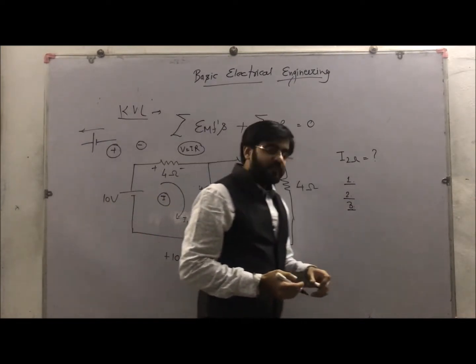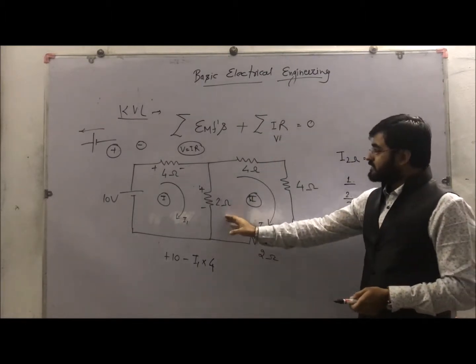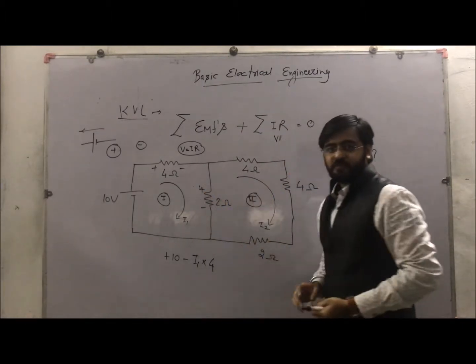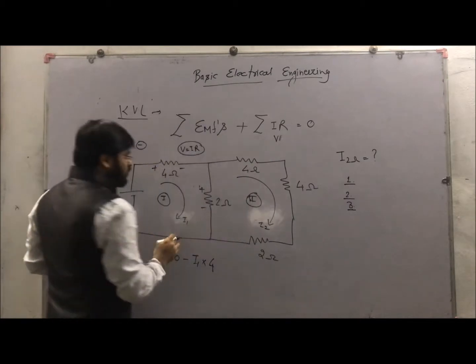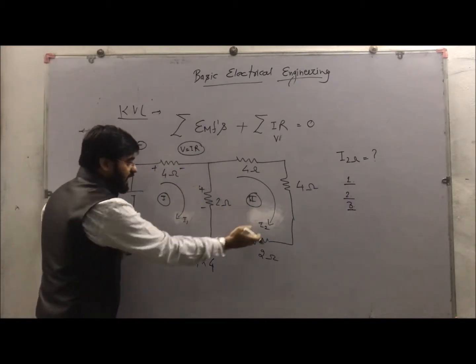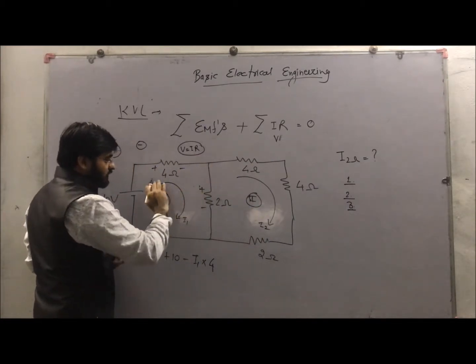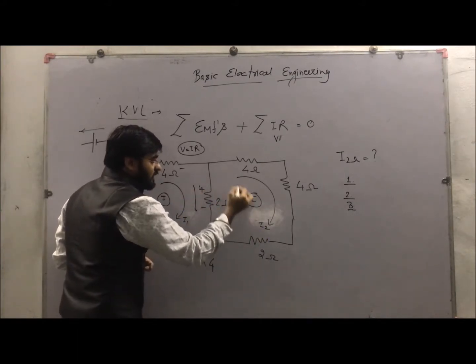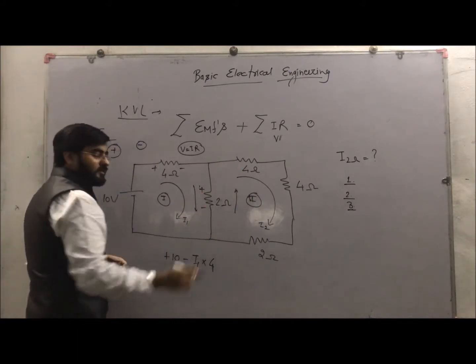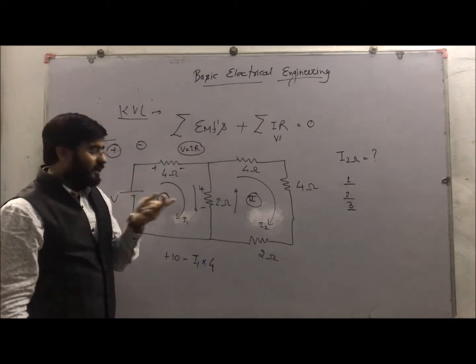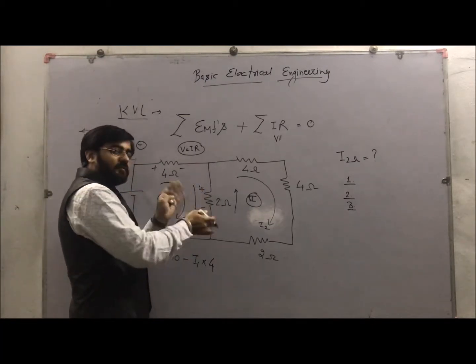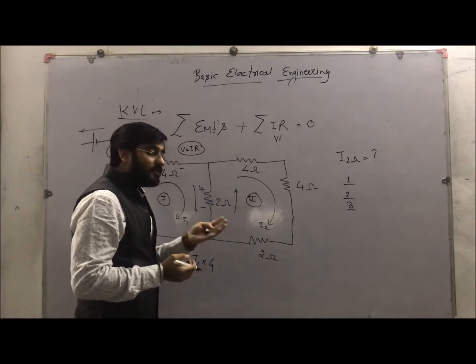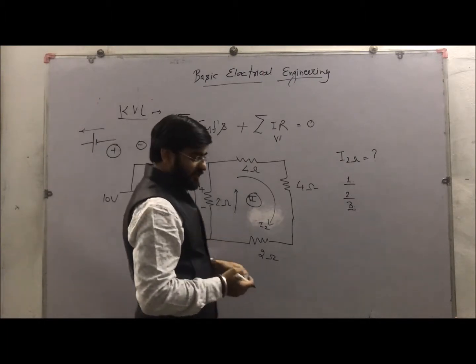This 2 ohm resistance is included in both the meshes. So here two currents are flowing. One is this and second is this. The current direction of mesh 1 is this and the current direction of mesh 2 is this. So through the 2 ohm resistance there are two currents, I1 and I2, and both are in opposite direction. So we have to take I1 minus I2 or I2 minus I1.